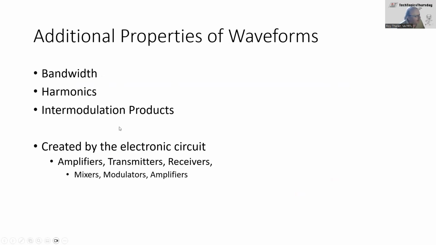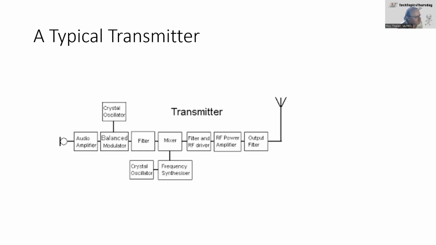When you start to break this down, you'll have mixers in the transmitter and the receiver. You'll have modulators or demodulators in the transmitter. And then you might have amplifiers built in. When you have some of these electronic circuits, you start to end up with other products, which you may not expect.